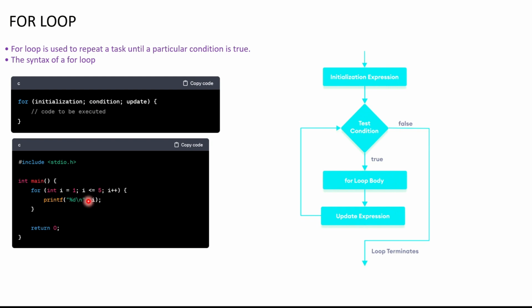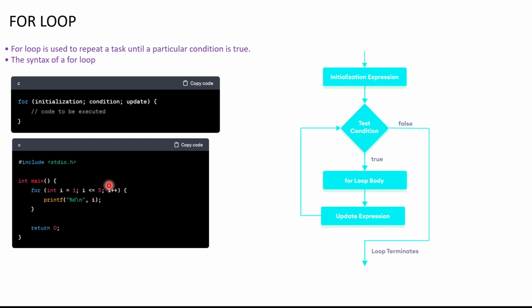Then increment the value. Then again check the condition whether 3 is less than or equal to 5, which is true. So again print 3. Then increment the value. Then again check the condition whether 4 is less than or equal to 5, which is true. Print the value of 4 and then increment the value of I, and then check the condition again. 5 is less than or equal to 5, which is obviously true, and then the value of 5 is going to be printed, and then it's going to increment the value to 6. So now the value of I is 6.